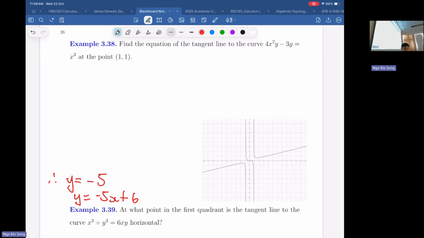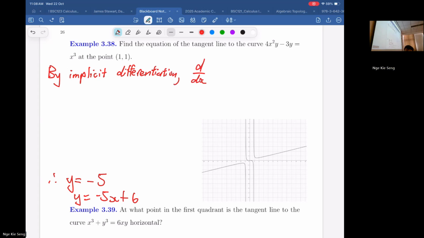Because y is not explicit in terms of x, we should use implicit differentiation here. What we do with implicit differentiation is we differentiate both sides with respect to x, on this curve equation. If you do implicit differentiation quickly using the chain rule, I think you should also use the product rule here.